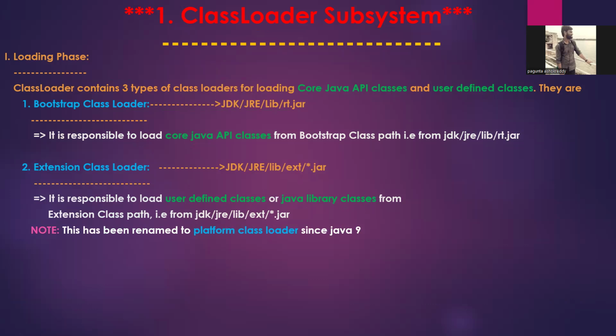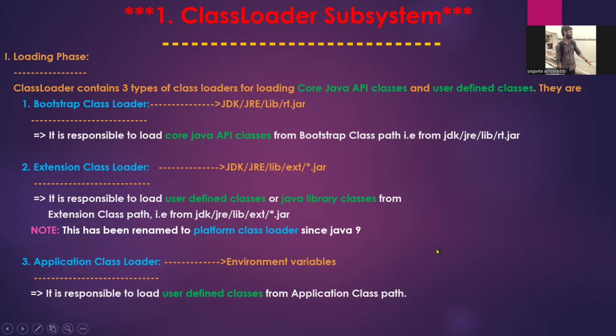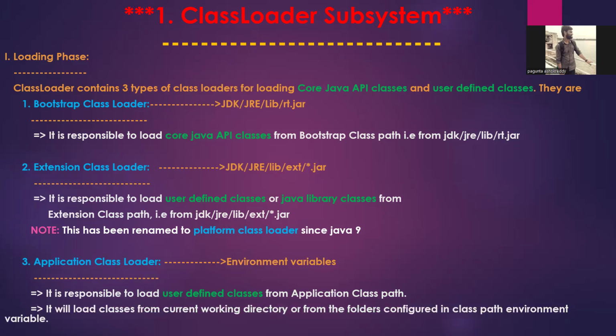Note that this extension class loader is also called the platform class loader in Java 9. It is renamed. Then third one is application class loader. Application class loader is also called the system class loader. System class loader is responsible to load user-defined classes from the application class path. It will load classes from the current working directory or from the folder configured in the class path environment variable.